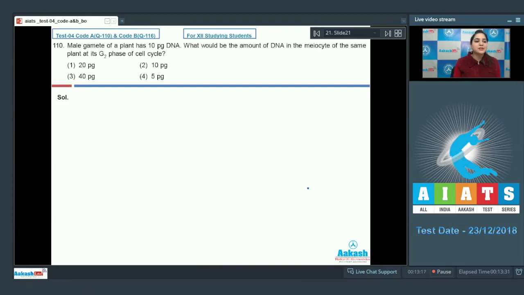Moving further, the next question is a very interesting question and my personal favorite too. The question says, a male gamete of a plant has got 10 picogram of DNA. What would be the amount of DNA in the meiocyte of the same plant at its G2 phase of the cell cycle? Whenever such a question comes in your exam, quickly draw a cell cycle, which will help you. So here I have a cell cycle and I will make this as the M phase.